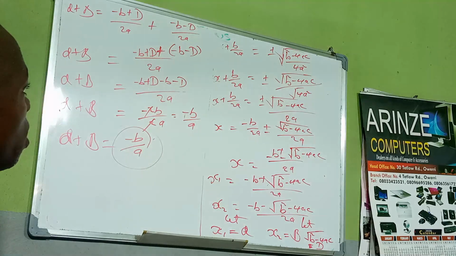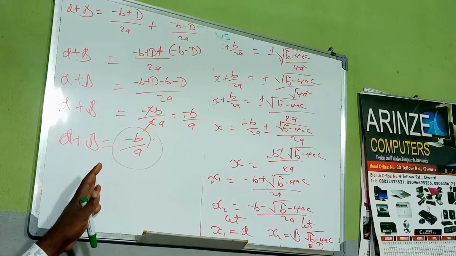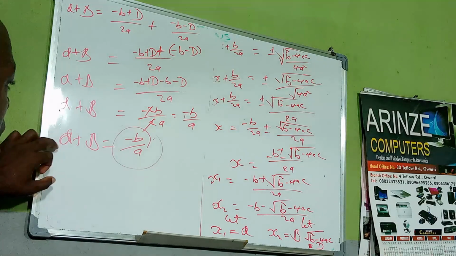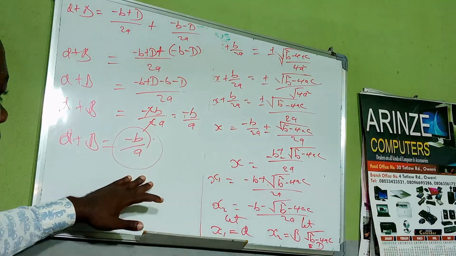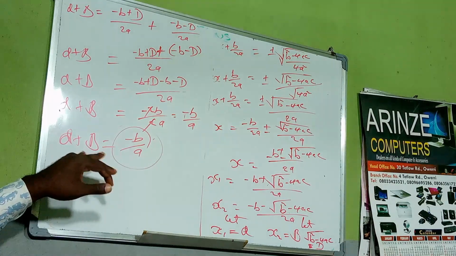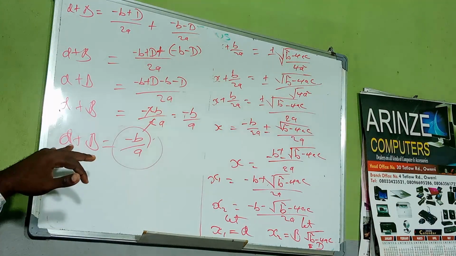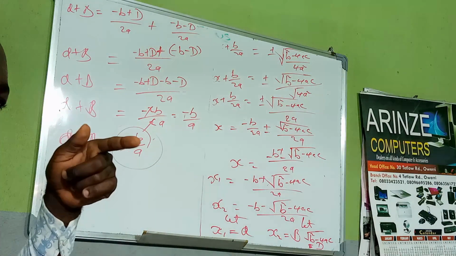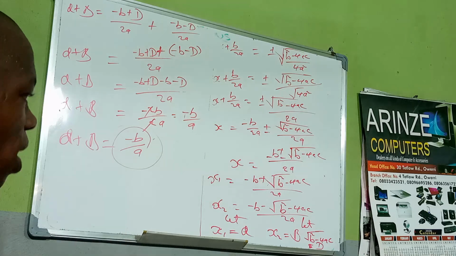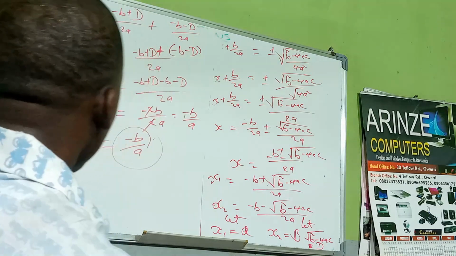Okay, now the next one we're looking at now is the product of roots. They said show that alpha plus beta is minus b over a, which we have proved now. So the next one we're looking at now is alpha times beta, which is alpha beta. But they say show that alpha beta is what? C over a. So let's also prove that one.